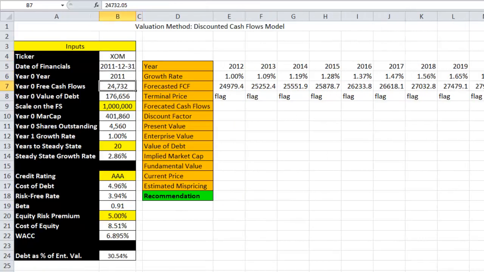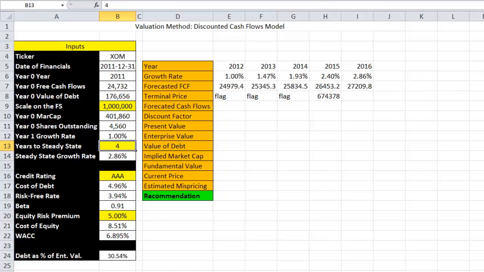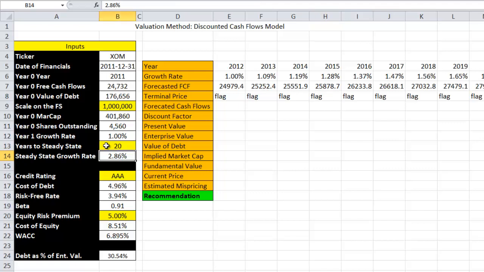Because in the terminal period, and let me pull this back a little bit so you can see it more clearly, if we had only 4 years to steady state, then you can see in the terminal period, which is right here, you have not only a free cash flow to the firm, but you also have this terminal price. Those are both cash flows that need to ultimately get discounted back. So let me stretch this back out to 20, and it turns out that the forecasted cash flows are just going to be the sum of the free cash flows in that period and the terminal price.